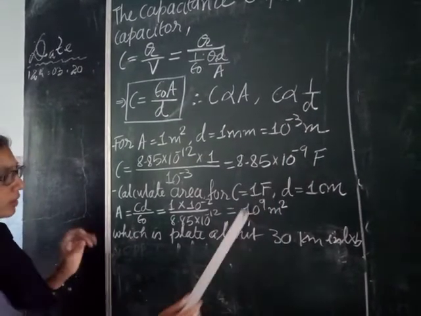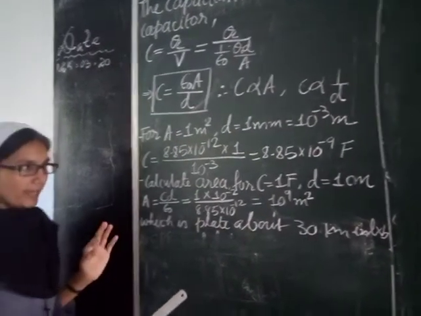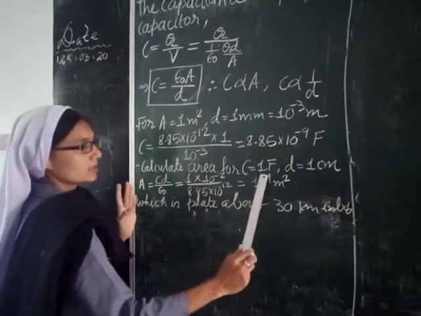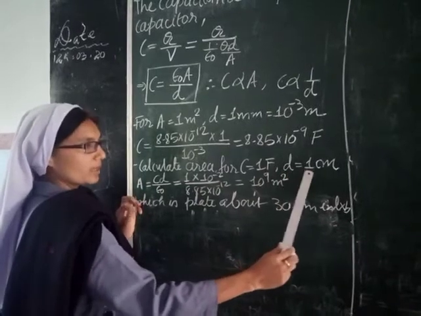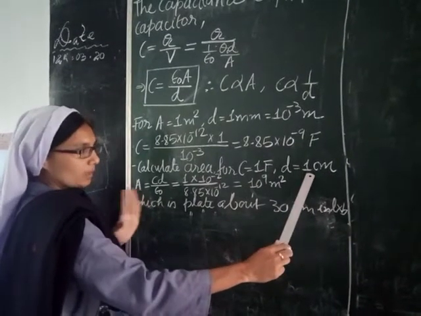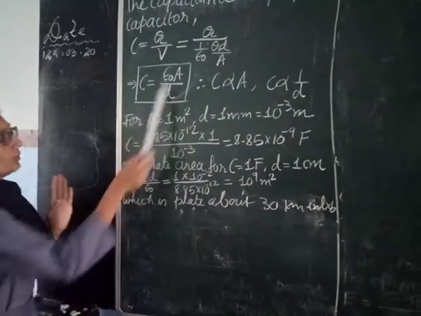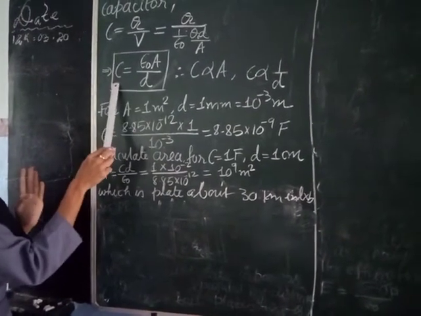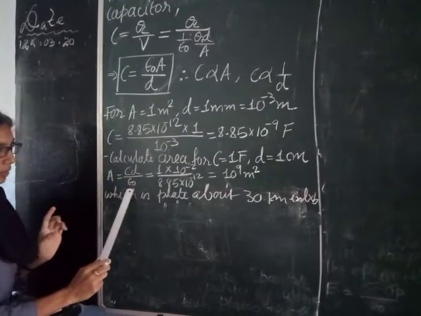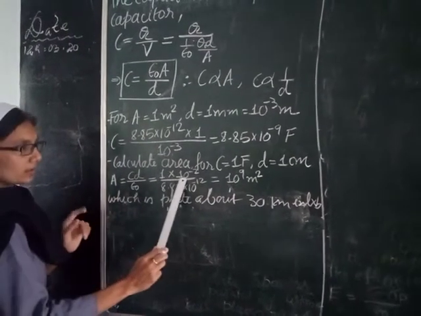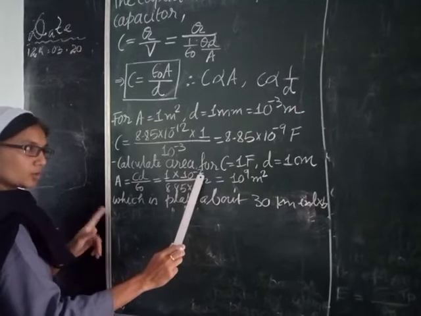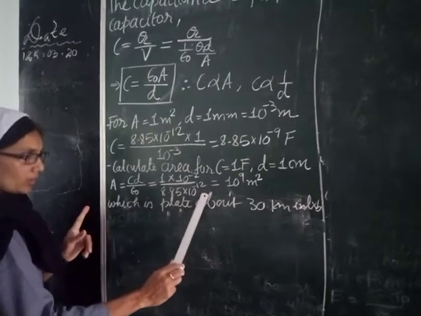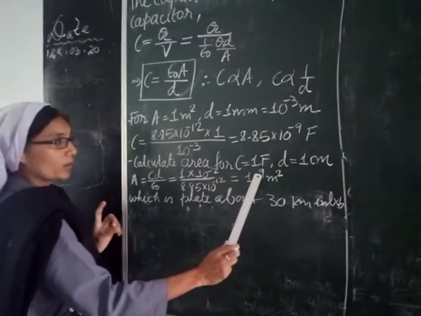Now let us calculate what the area will be if I want 1 farad of capacitance. I take capacitance 1 farad, distance between the plates 1 centimeter, that means 10 to the power minus 2 meter. From here, what will be the area? Transferring D, C into D and epsilon naught comes in the denominator. C is 1 farad, D is 10 to the power minus 2 meter, and epsilon naught is 8.85 into 10 to the power minus 12. When you simplify, you get 10 to the power 9 meter square.